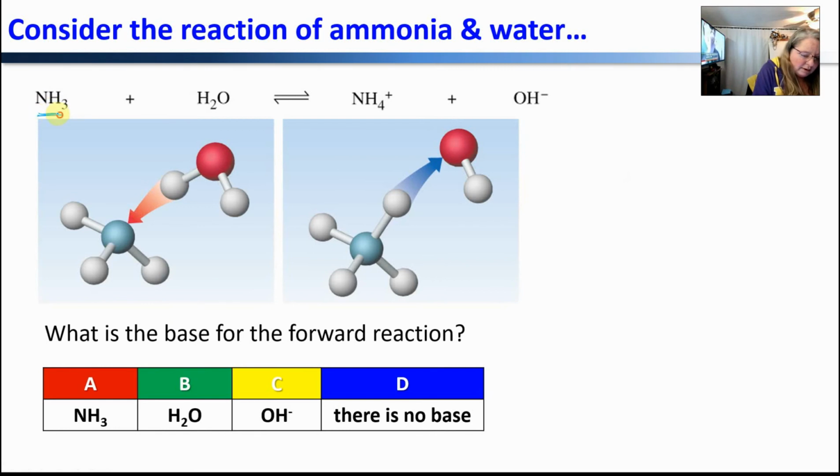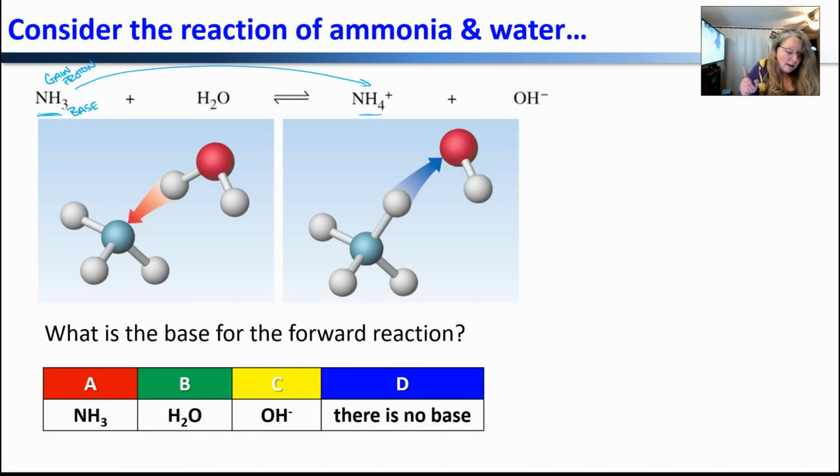I'll just start on the far left. I have my ammonia, NH3, and I look on the right side of the equation. What do I have? I have NH4+, so it's gained a proton. If I'm gaining a proton, going from here to here, that makes my NH3 the base. It's all about the base, sorry.